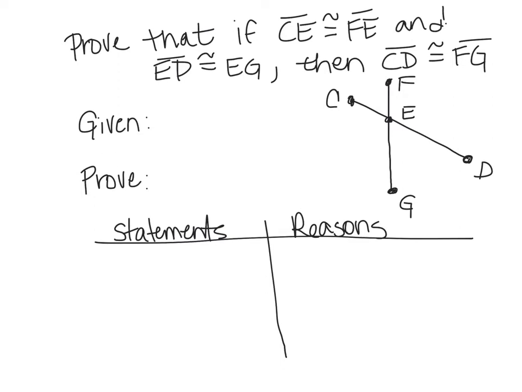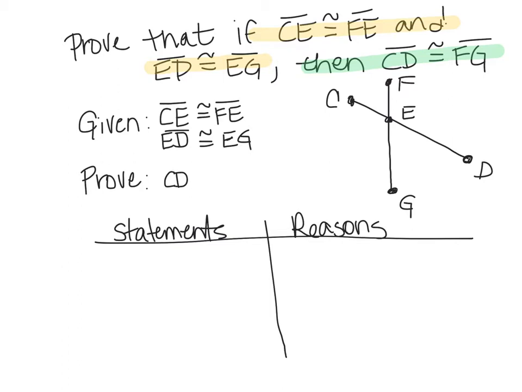And that would be if CE is congruent to FE and segment ED is congruent to segment EG. So we write that in our given. So if segment CE is congruent to segment FE and segment ED is congruent to segment EG. We want to prove whatever is in the then part. Then CD is congruent to segment FG. Okay, we've got it all set up now.